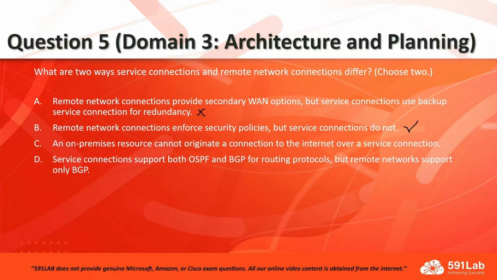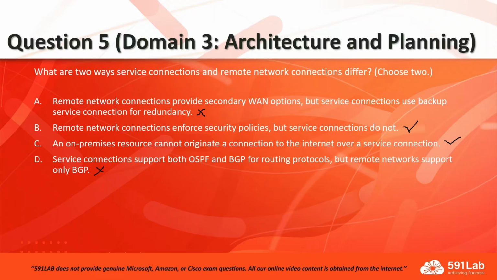And the C, an on-premise resource cannot originate a connection to the internet over a service connection. This is also the answer because the service connection only receives traffic from the mobile users or from the remote networks. So that leaves D, not the answer. Yeah, we have B and C.